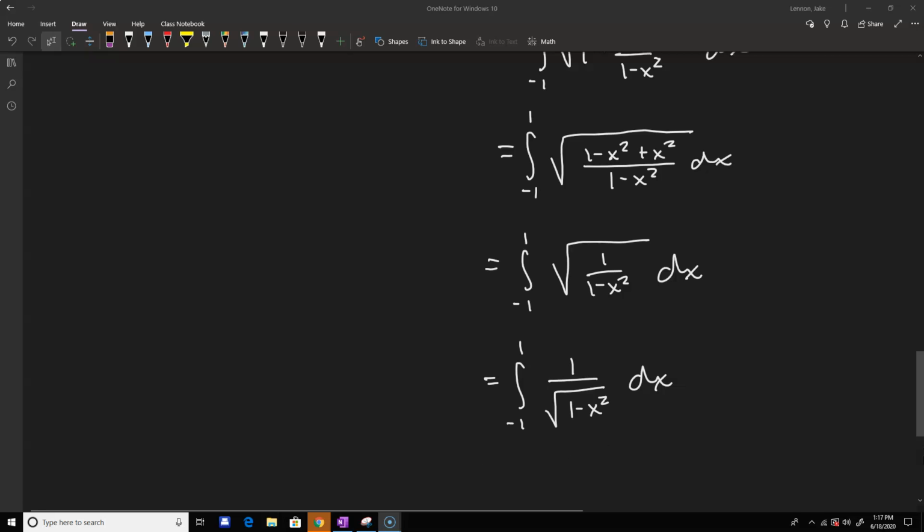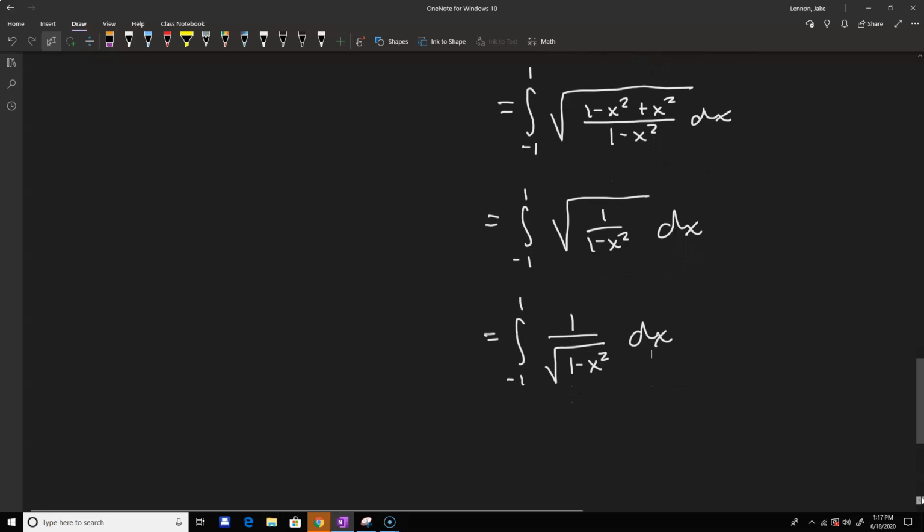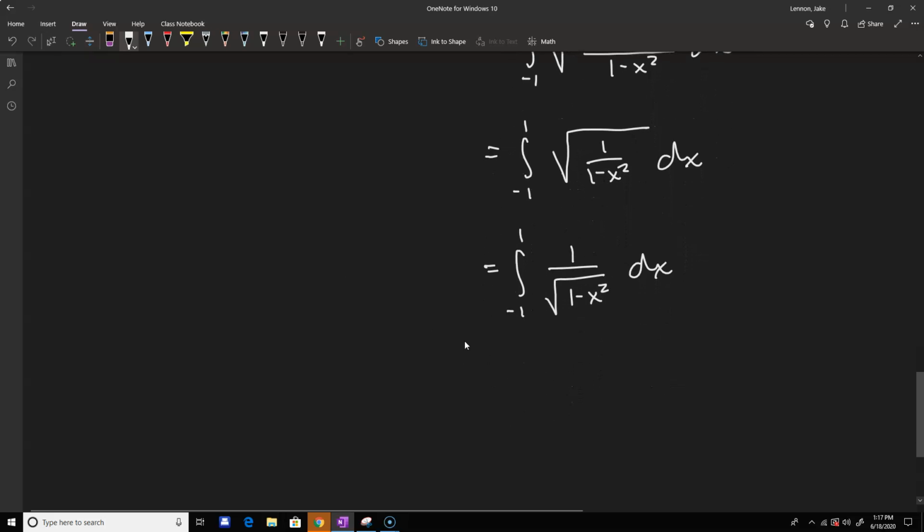In fact, we don't even need a trig sub here. This is just the arc sine of x. In fact, the antiderivative. If we had other coefficients messing around, we could go back to one of those trig subs, but in fact, we don't need it here. So this is just the arc sine of x from negative 1 to 1. So we end up with pi over 2 minus negative pi over 2, which gives us exactly pi, which is what we wanted.